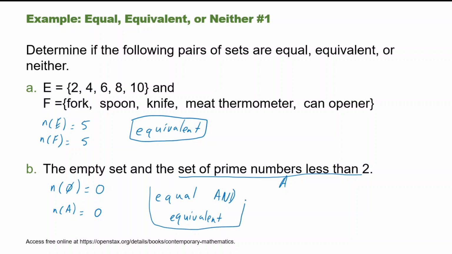Equal and equivalent. So if two sets are equal, then by default they have to have the same number of elements if they have the same elements. So if something is equal, it's also equivalent. But if something's equivalent, it does not mean that it is equal.